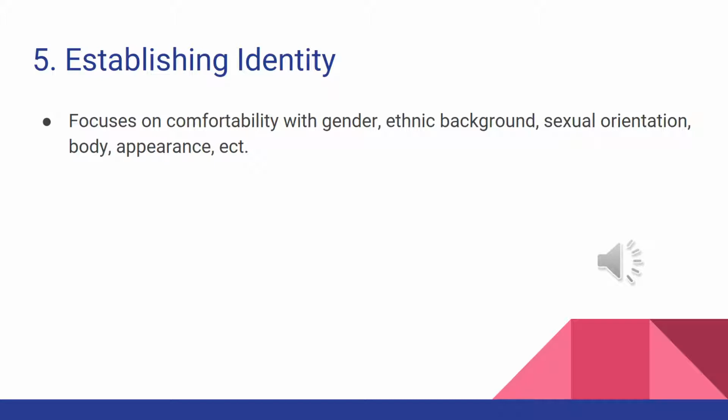We have vector 5, establishing identity, and this focuses on comfortability with gender, ethnic background, sexual orientation, body, and appearance. This is really about the individual's own perception of their own self, their own body, and their own identity.